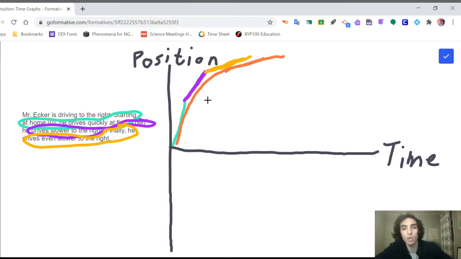Right? Here we can see someone or something slowing down because the slope is getting less and less steep, or more and more shallow, as time moves on. And they're slowing down in the positive direction, or in this case to the right, because their slope is positive the entire time, even though the slope is getting smaller. It's staying positive the whole time.